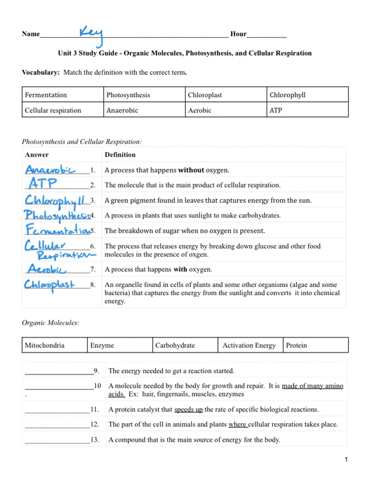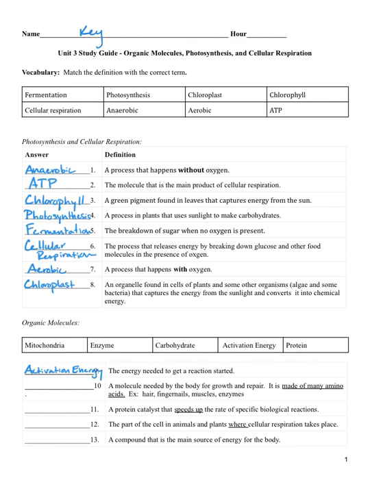Number 9 says the energy needed to get a reaction started. So that's the activation energy. You need to put a little bit of energy into chemical reactions, typically to get them going, and that, again, is called activation energy.